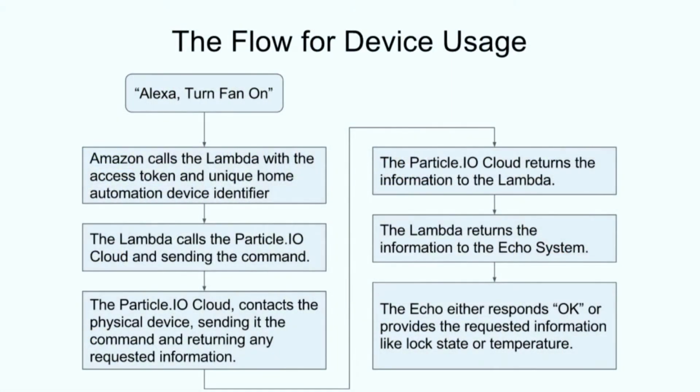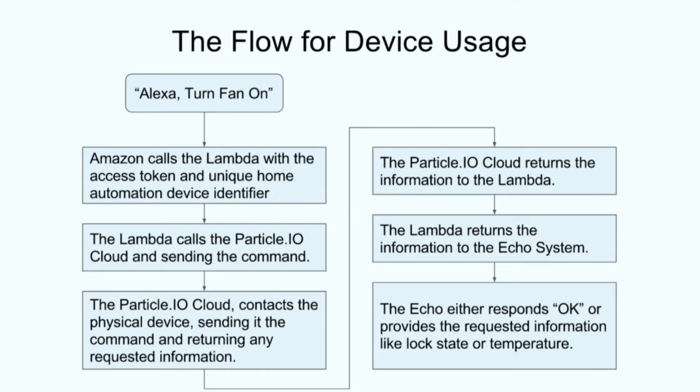This is the flow for device usage. This is for when we want to turn on a fan. So remember when I said we had the ability to describe the devices when we brought the information back in discovery mode? There is an option to give a key value pair list of items for every device. So you can send back your own information however you want.